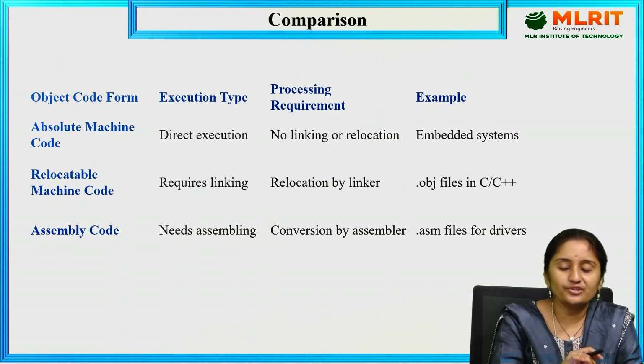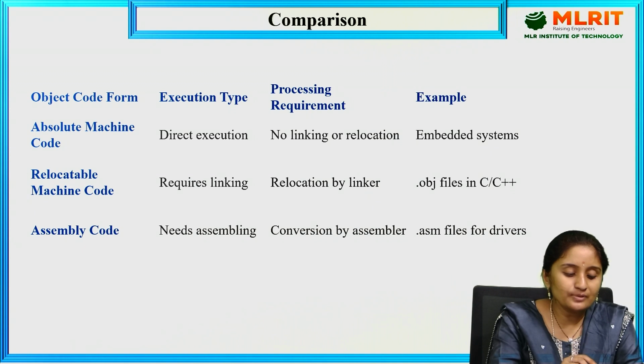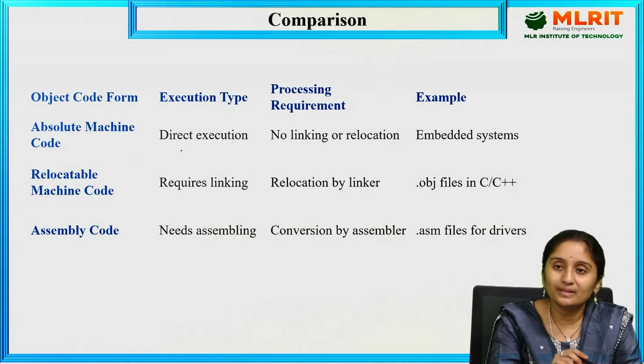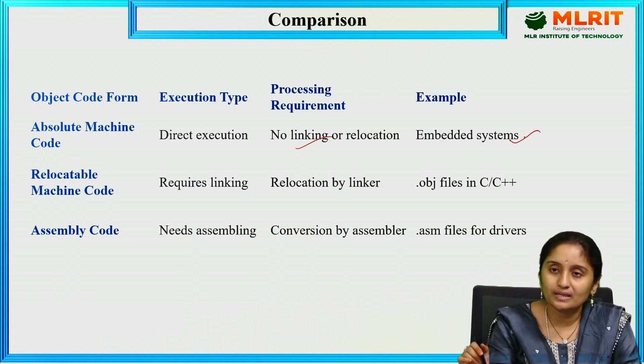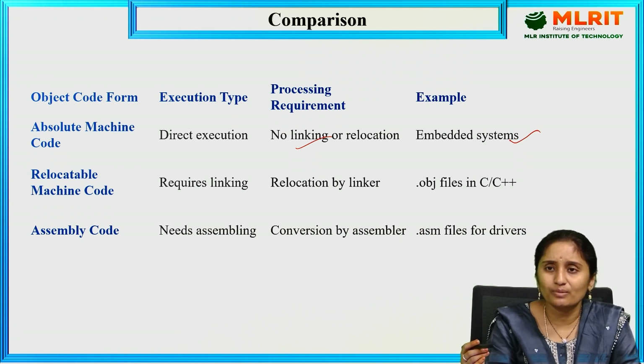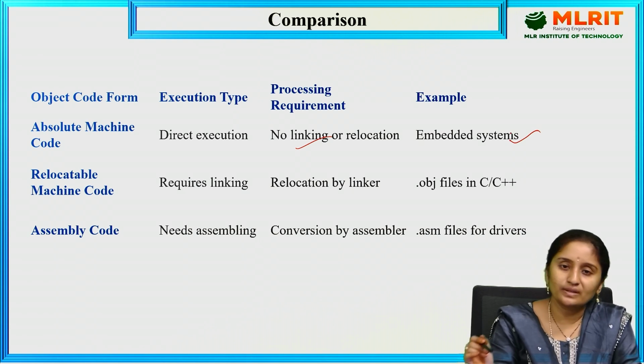So now the comparison between these three. The absolute machine code is nothing but direct execution. Here the memory is fixed, and once the program is compiled, memory will be allocated. In processing requirement, there is no linking and relocation is not there. It is mainly used for embedded systems, like, let us take an example of a washing machine. All the things are inbuilt, and once we load it, it will be executed.